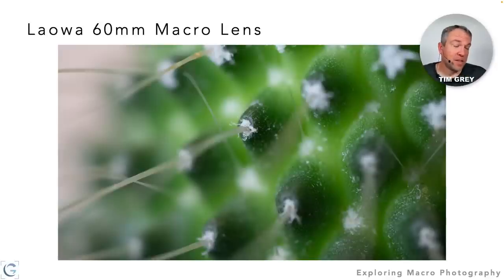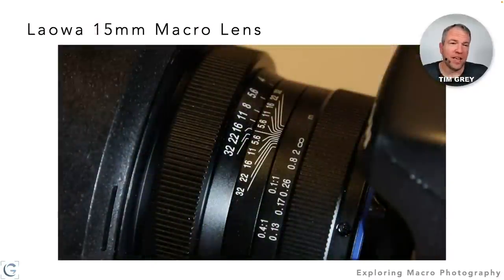But I have to say, there was another lens that I enjoyed even more, that I found even more fun, and that is a 15 millimeter macro lens. Now, I was using this on a crop sensor, so my effective focal length was a little bit longer, my field of view is a little bit narrower, but you could use this on a full frame sensor as well.